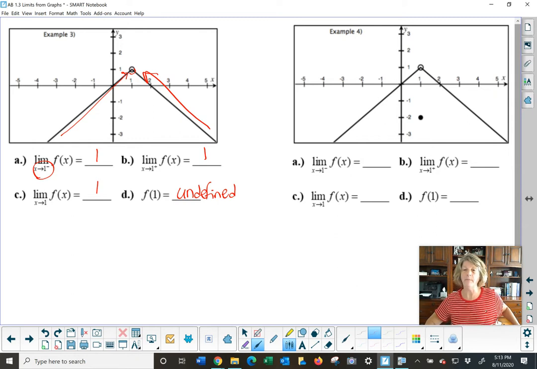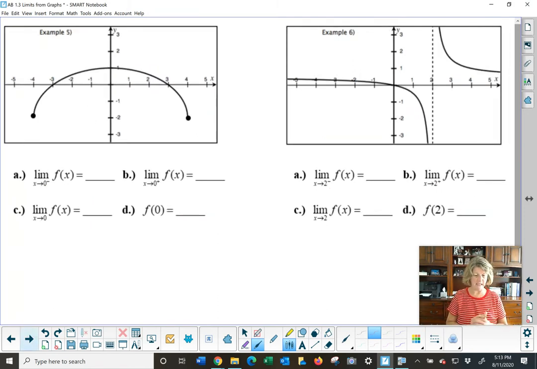All right, try example 4. Hit pause and go give it a shot. From the left of 1, I get 1. From the right of 1, I also get 1. I'm looking at the y values. The limit as we approach 1, since the left and the right do agree, is 1. Now, what is f of 1? F of 1 is where the location is defined. And the function, when I put in 1, I get out -2. It's where the black dot is.